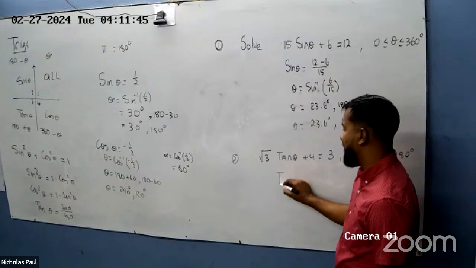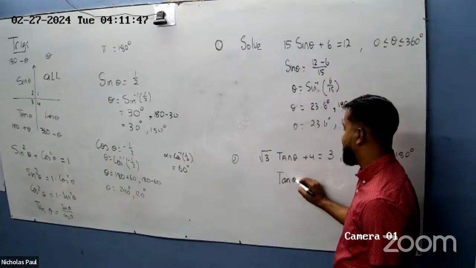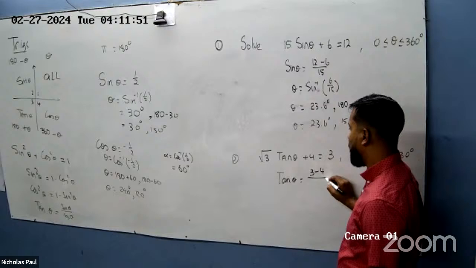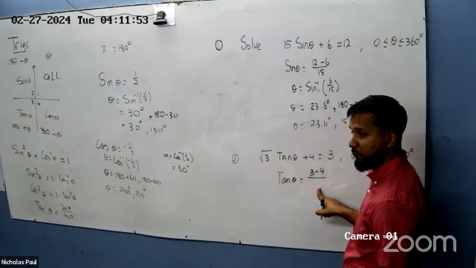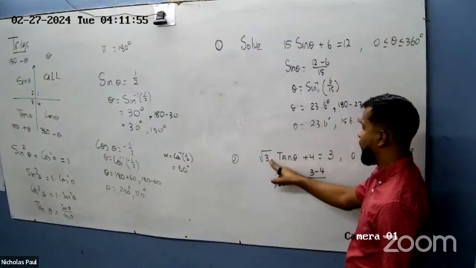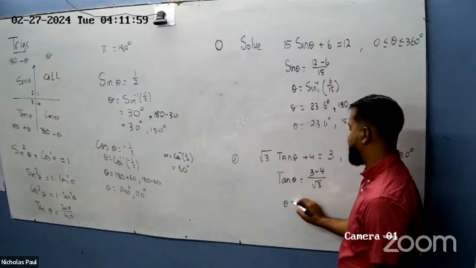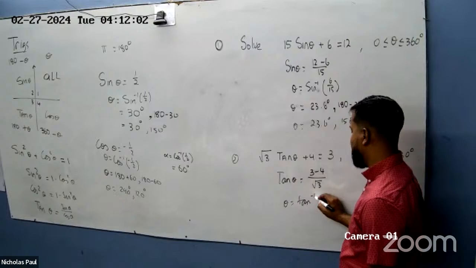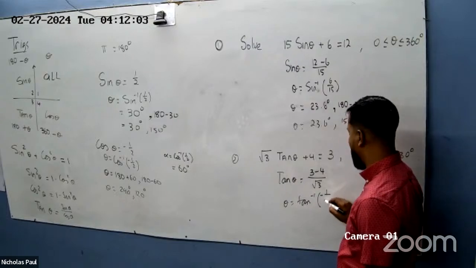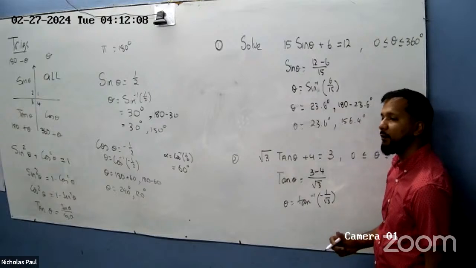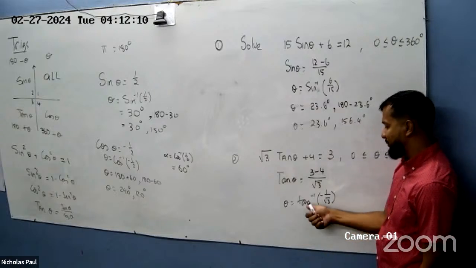So you should get what? You should at least have tan theta is equal to 3, bring across the 4, all over root 3. That's okay? Carry across the 4 and then carry across the root 3. So you will end up with theta is equal to tan inverse minus 1 on root 3. So in what quadrants is tan negative?